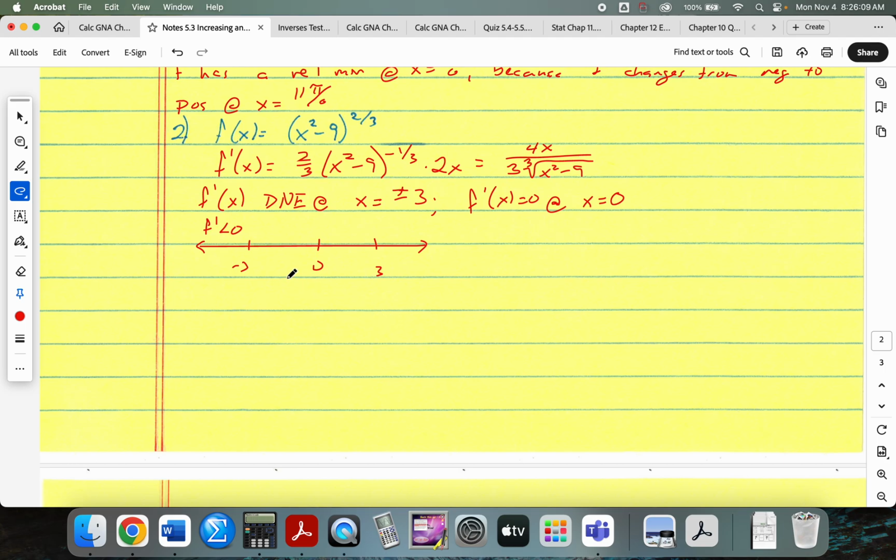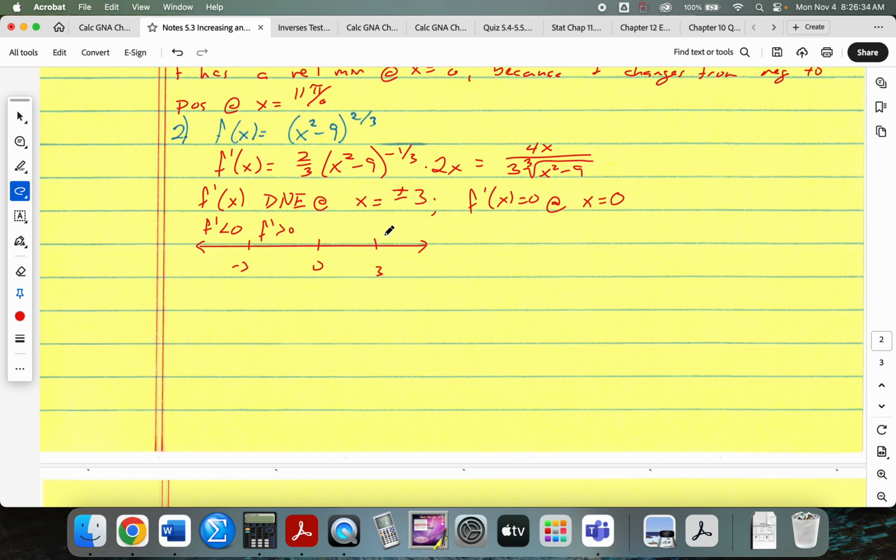If I substitute in, say, negative 1, my numerator is still negative. My denominator, negative 1 squared, is 1, minus 1 is negative 8. I'm taking the cube root of negative 8, which I can do. It's not the square root, so we're okay with that. That's negative. I have a negative numerator and a negative denominator. F prime is positive.